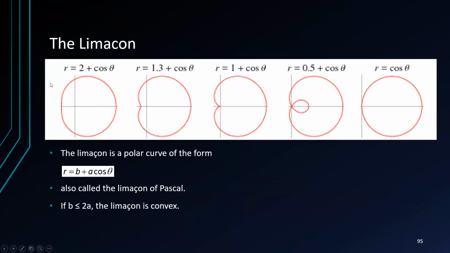The limacon. So the limacon is a polar curve of the form r is equal to b plus a cosine theta. Maraming type to. Also called the limacon of Pascal. If b is greater than or equal to 2a, then the limacon is convex. So yan mga limacon mo. Tayo mo sa mga graphing.